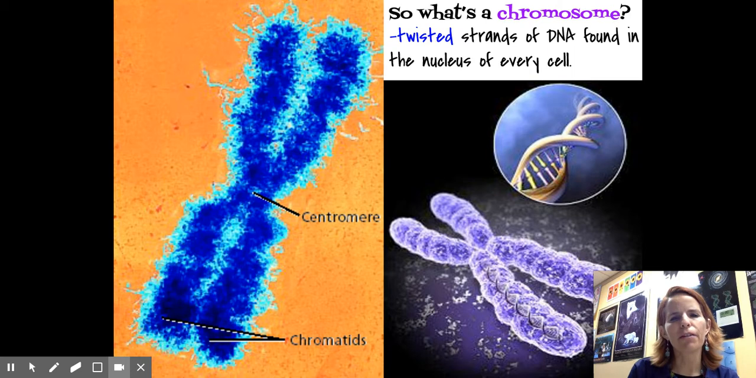All right, I want to clarify a few things. Sometimes people get the terms DNA, chromosome, and gene mixed up. They're interrelated terms, not too complicated. So what's a chromosome? Chromosomes are just twisted strands of DNA found in the nucleus of every cell. There's a photograph of bivalent chromosomes right in front of us right here.